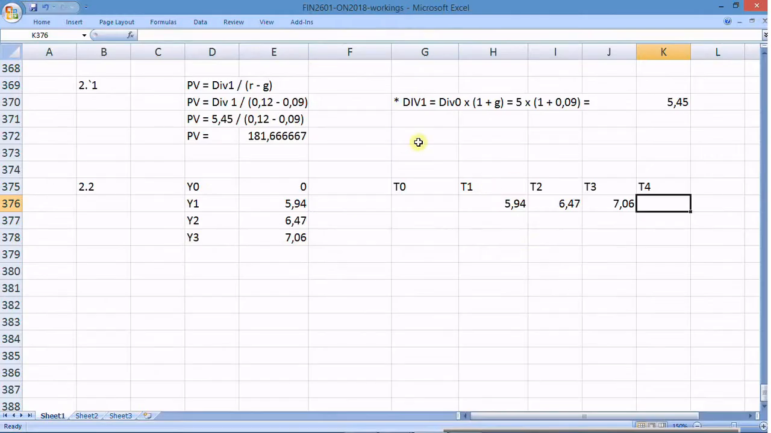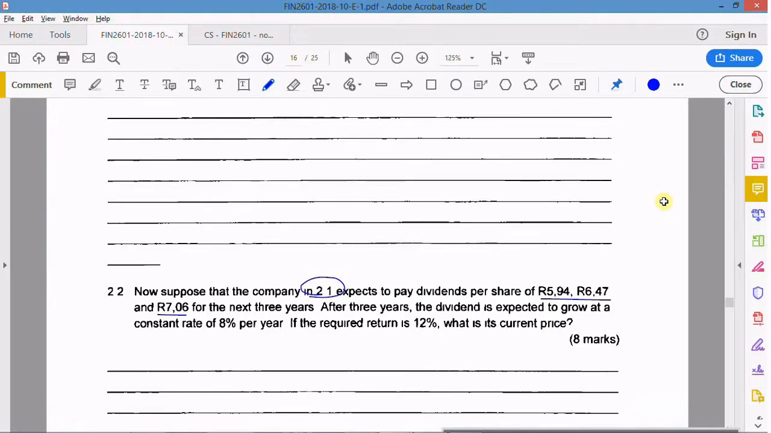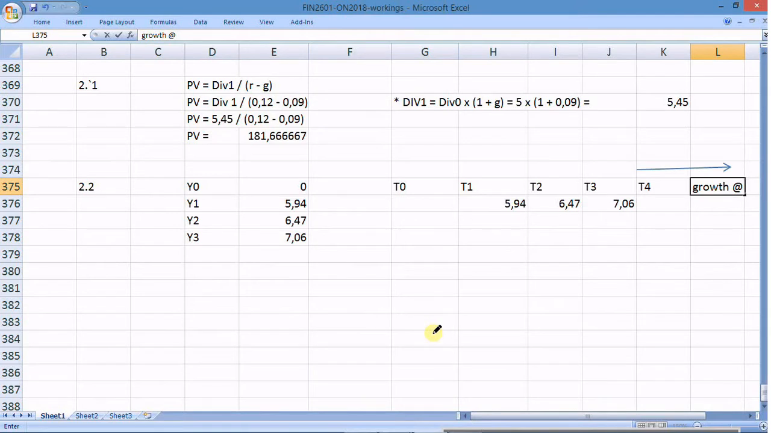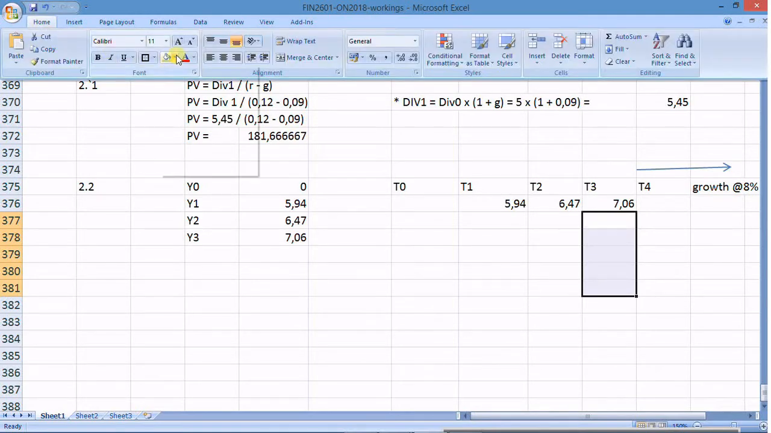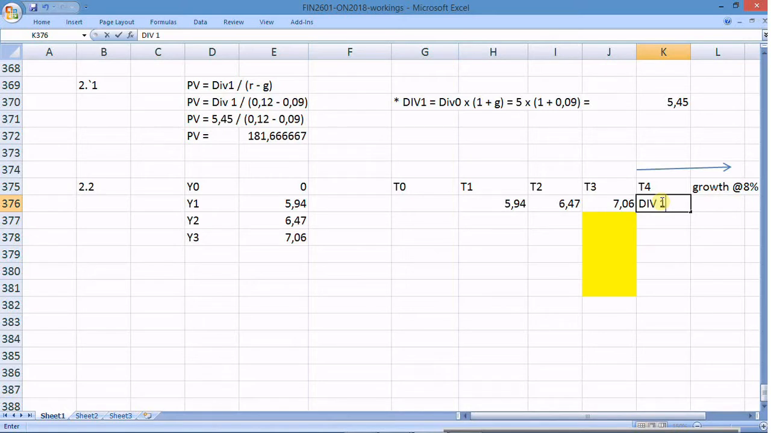Okay, so after 3 years, expected to grow. And see, this is exactly what I'll be writing on the page. Okay, so I would show the diagram even. Okay, growth at, what is it? 8%. Required return 12%. Okay, do you agree? Yes. Okay, so for this, I need Gordon growth. This dividend is the div 1, and it would be 7.06 times 1.08. Okay, so let's see what the dividend is. 7.06 times 1.08 is 7.62. So you need to work out the first dividend that grows. That's what we're looking at, div 1.